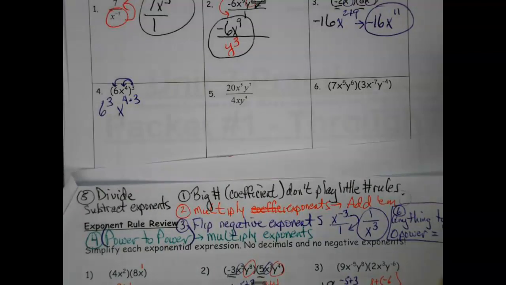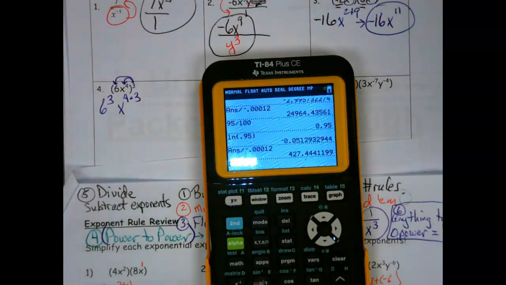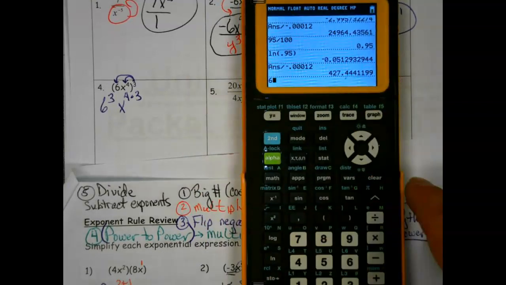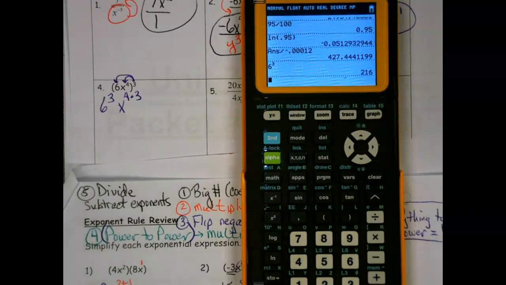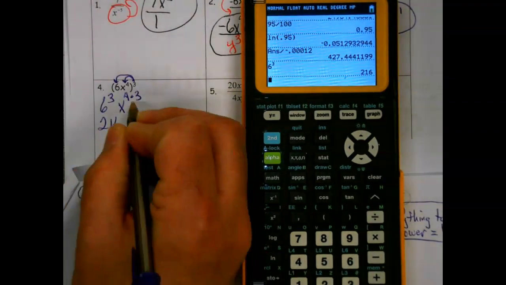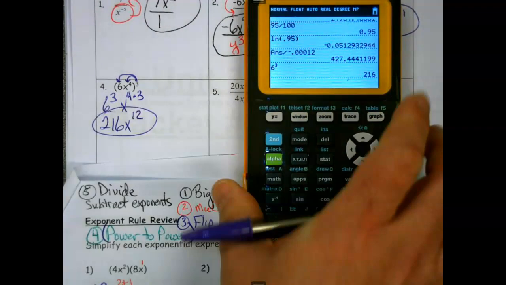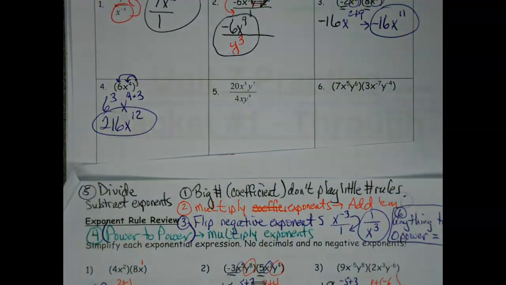Reminder, 6 to the 3rd power is not, ooh, that's crazy right there. Okay, is not 18. It's not 6 times 3. 6 to the 3rd power, there's our exponent button. That's much bigger than 6 times 3. And then multiply your exponents together. Keep life simple. Just those 2 basic steps and we're going to be okay.